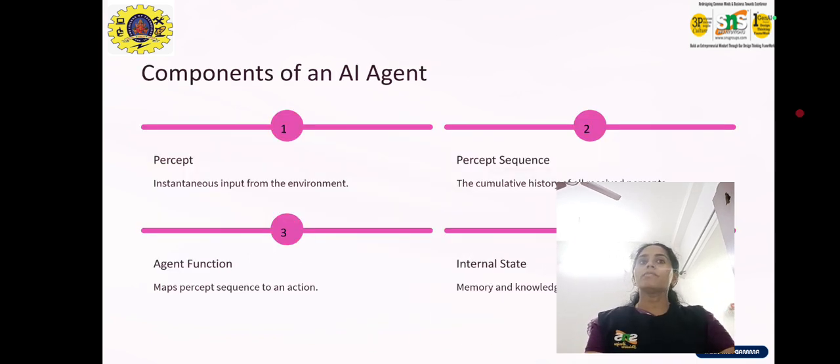The components of an AI agent are percept sequence, agent function, and internal state. Think of a percept as what the agent sees or perceives at a moment, like a camera image or sensor reading. And percept sequence is the complete history of all the percepts received over time. This history helps the agent make better decisions. Then there is the agent function. This is a rule or function that tells the agent what action to take based on the percept sequence. And the internal state is the knowledge or memory the agent has. It uses this to remember past events and plan for the future.